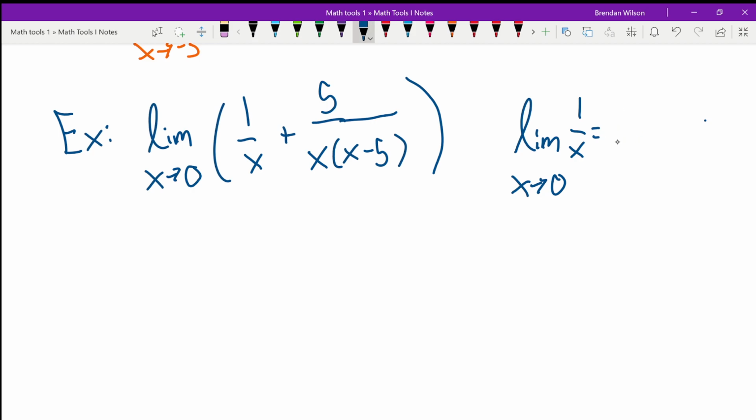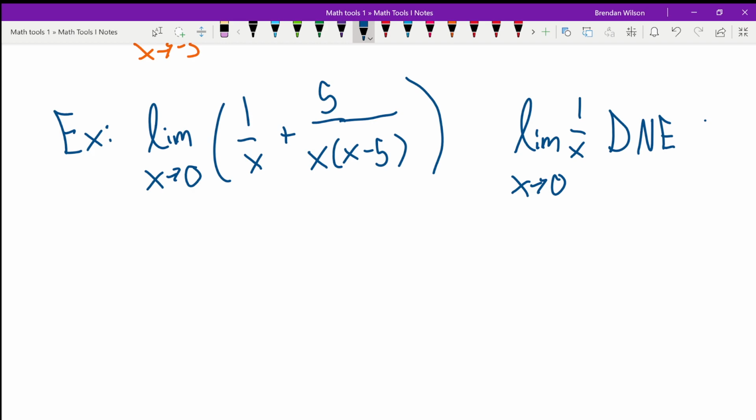So we wouldn't really say it's equal to anything. We would just say it does not exist. We can't even say it's equal to infinity because it's going to infinity from one side and negative infinity from the other side. So it's not even going to the same infinity. So regardless, our addition rule for limits only works if the limit exists. So it doesn't make sense to take the limit of each of these parts individually anyway.